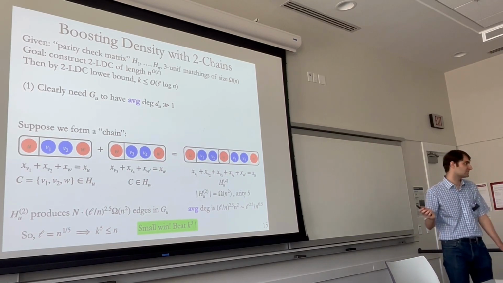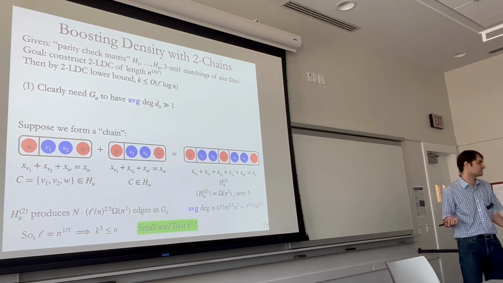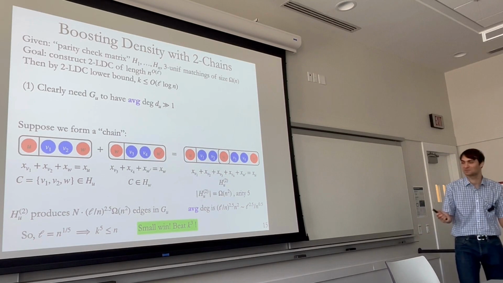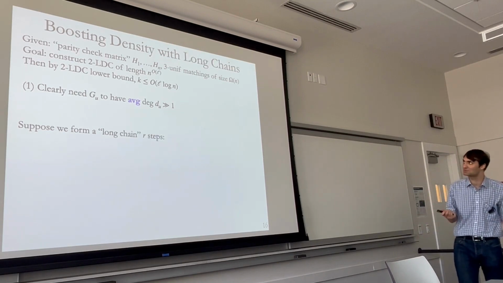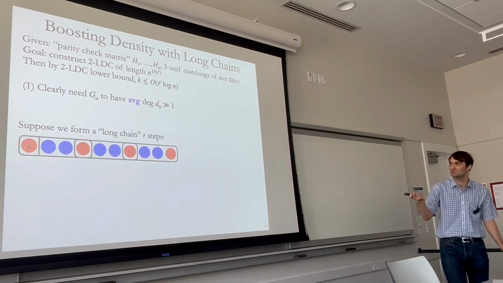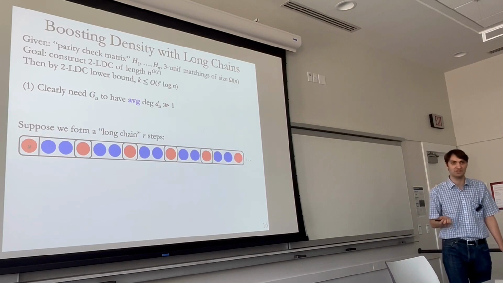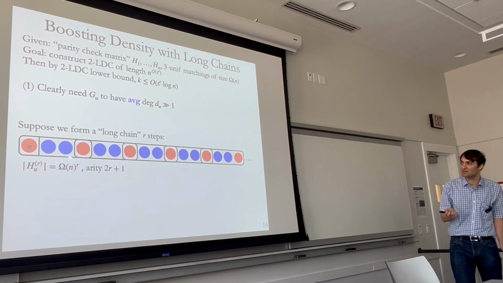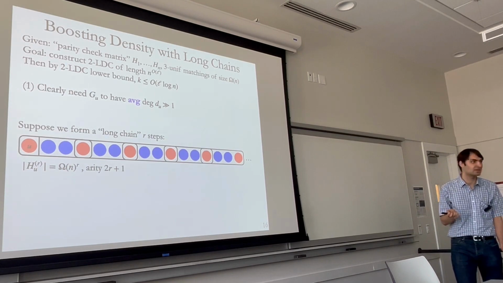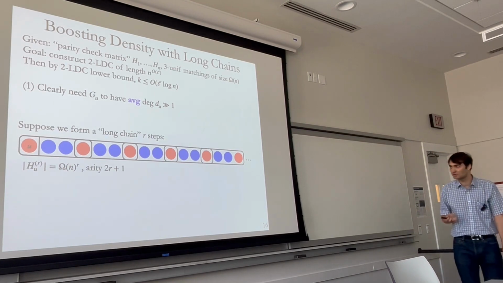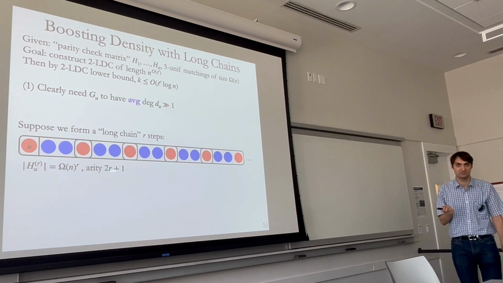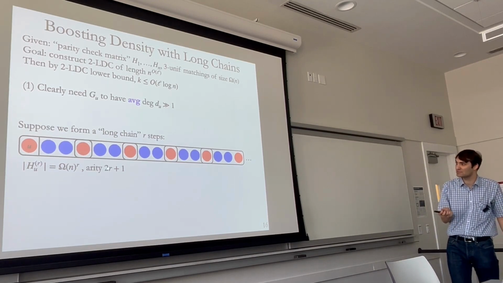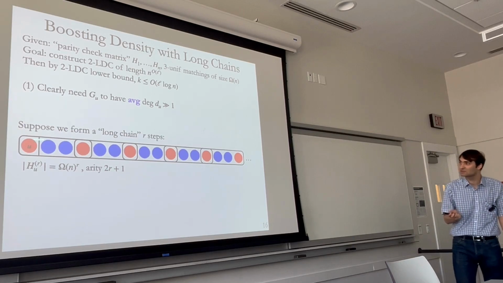Okay, so this is a very simple one-step process. We got some small win. You can imagine if I just keep going, I will win more and more. And so that's what we do. We form longer chains. We just keep going, keep tacking on more and more constraints in this form. And we produce constraints of arity 2r plus 1, but we produce omega n to the r of them. So the constraints are growing in arity, but we get a lot of them. And the arity is always odd, which is a little bit annoying.